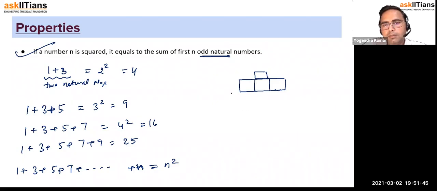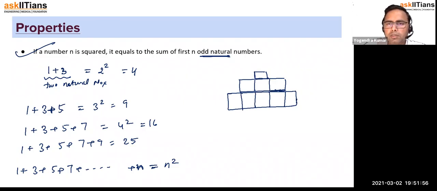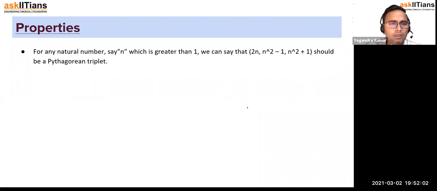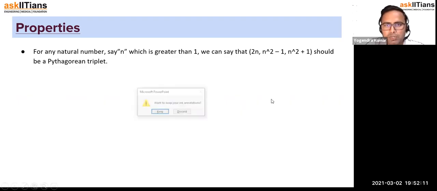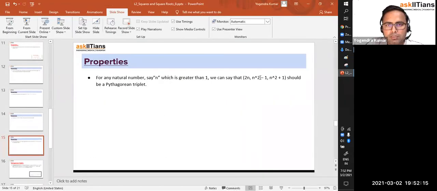Now like this. I hope you are getting it, right? Okay, number of blocks. How many blocks are there? We can keep on adding like this, and it will always be a square. For any natural number n which is greater than 1, we can say, okay, now what is this? Let me just make the correction. These squares, I think you can't see properly. Just one correction here.